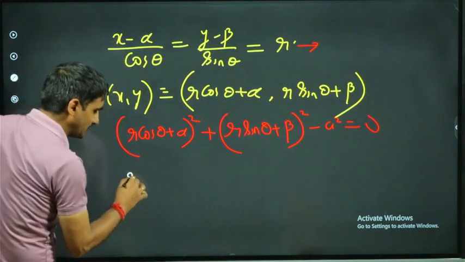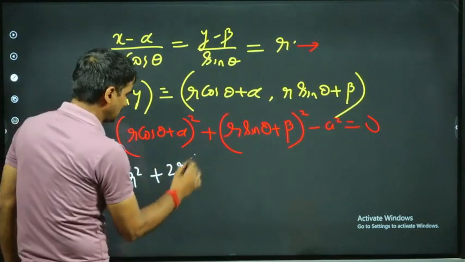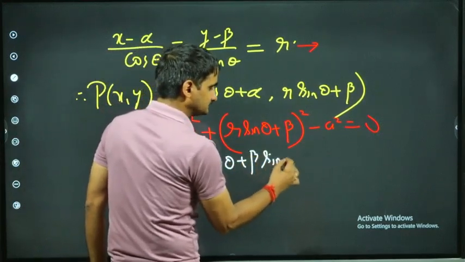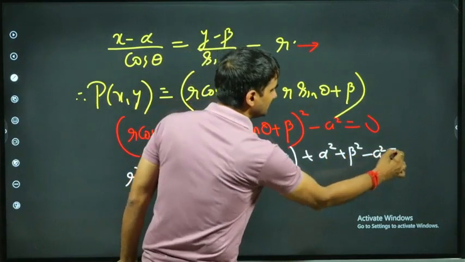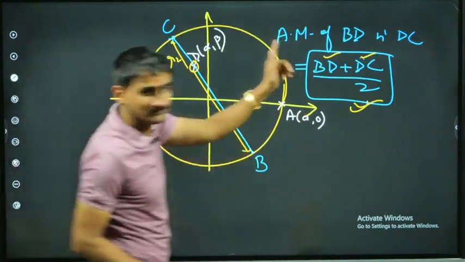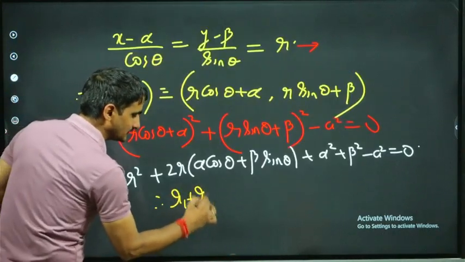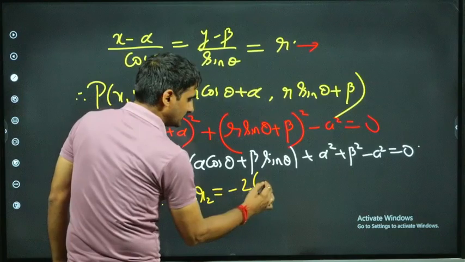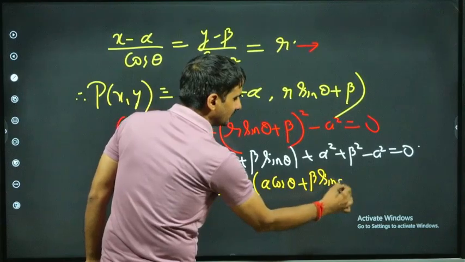So now just open it. r square (cos square plus sin square) is 1, and then if you take 2r common, it will be r square plus 2r (alpha cos theta plus beta sin theta) plus alpha square plus beta square minus a square equal to 0. Now look at what we want and what we got. We want (r1 plus r2) by 2. So therefore the sum of the roots r1 plus r2 is minus b by a. So it's minus 2 times (alpha cos theta plus beta sin theta). That's our r1 plus r2.